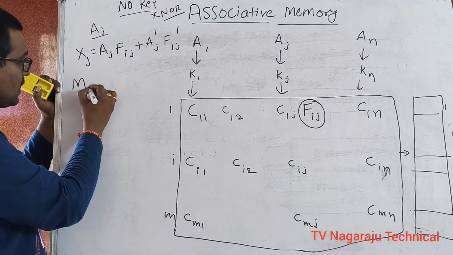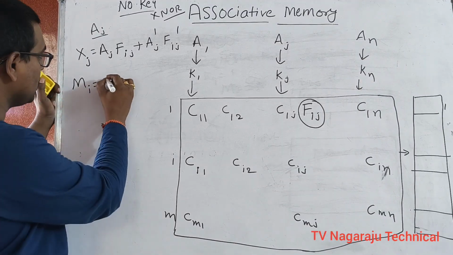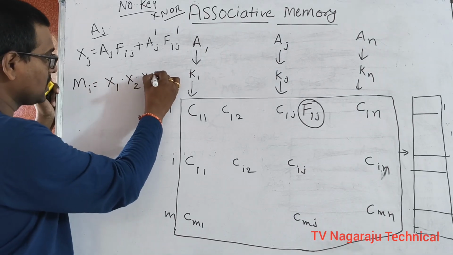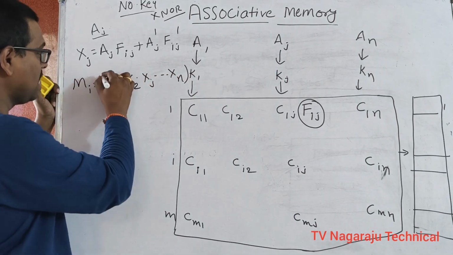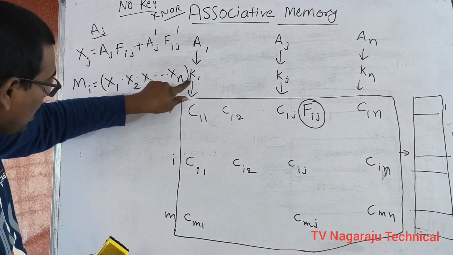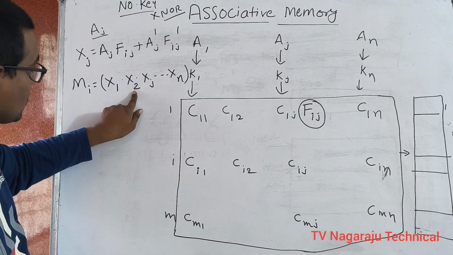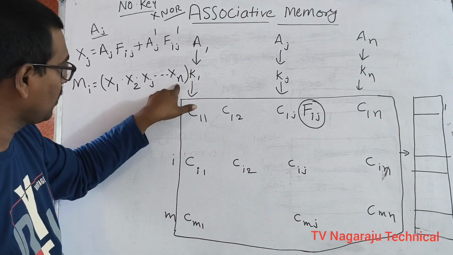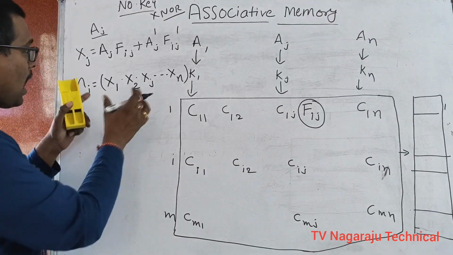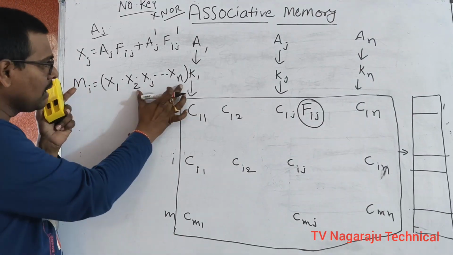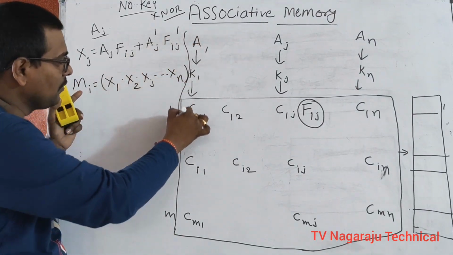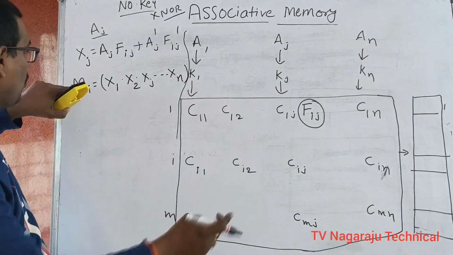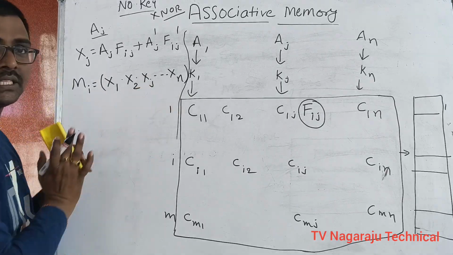For example, the search for a word is equal to x1 into x2 into xj and so on xn. Right or wrong? X1 is the result after doing the first column, X2 the result for the second column, Xj the result for the jth column, Xn the result for the nth column. All are AND operations. If the entire result is equal to 1, that corresponding word value is equal to 1 in the match register. This is the basic scenario.